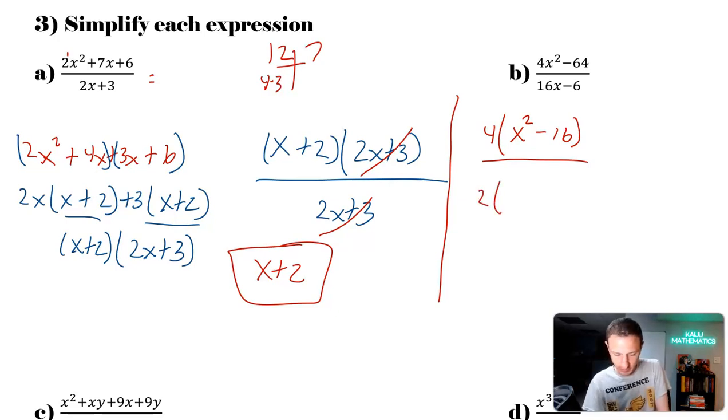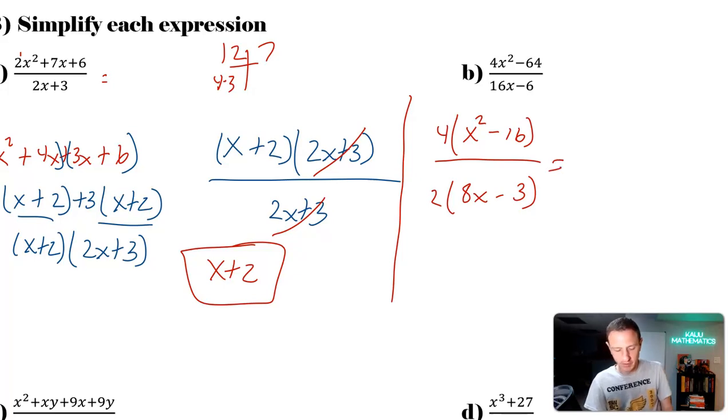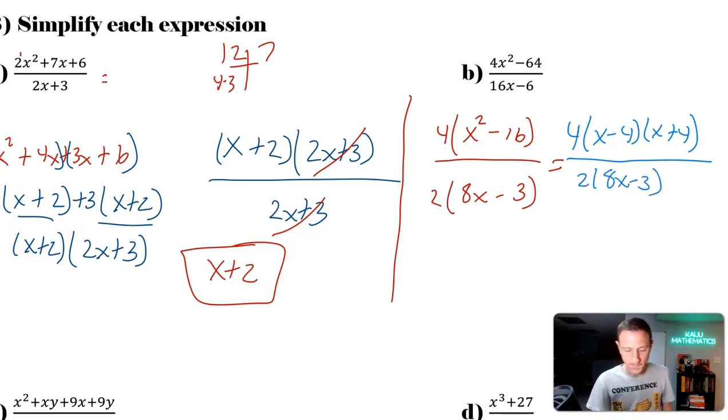16x divided by 2 is 8x. 6 divided by 2 is 3. Now in this problem, it didn't really do anything for us, but I could actually factor the numerator one more time, x squared minus 16. That's the difference of two squares. So that's going to be 4 times x minus 4, x plus 4, over 2 times 8x minus 3. And then we could only simplify the 4 and 2. 4 divided by 2 is 2. So 2 times x minus 4 times x plus 4.